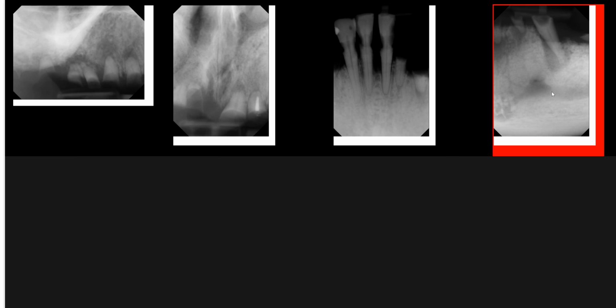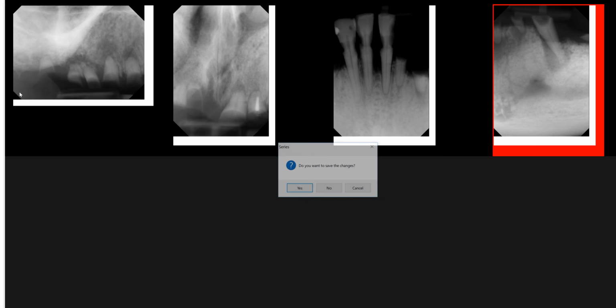So mental foramen. Look here as well. Don't you think the trabecular bone is way too dense? That is absolutely correct. Let's look at the panoramic radiograph of this patient.